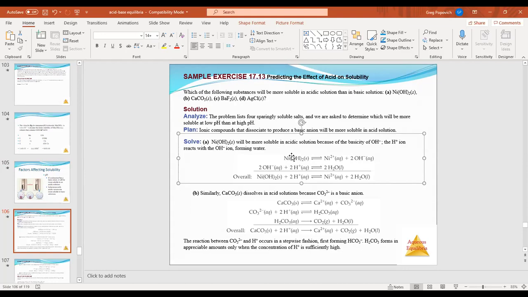You would increase it? Think of what you just said, Jennifer. You're pushing the equilibrium to the left. So am I making more solid? Yeah. If I'm making more solid, is my NiOH less soluble in the liquid? Yeah. So it is less soluble in base, more soluble in acid. Keep that in mind, ladies and gentlemen.